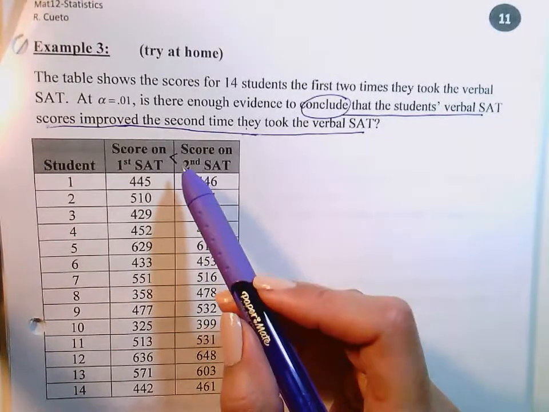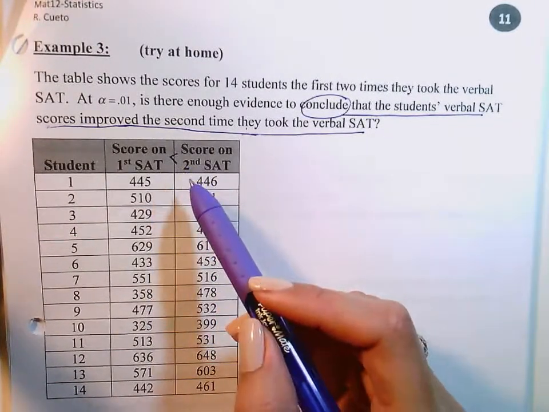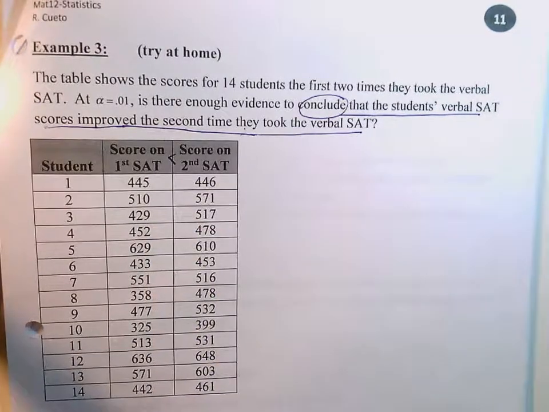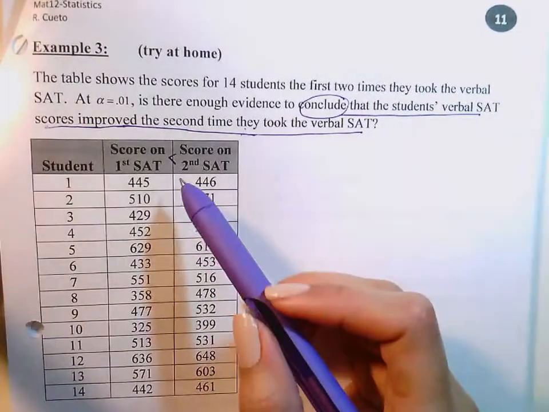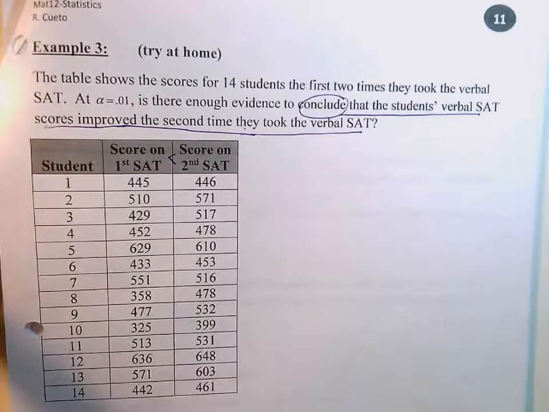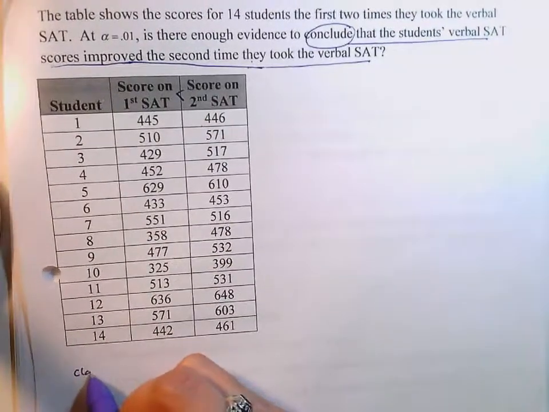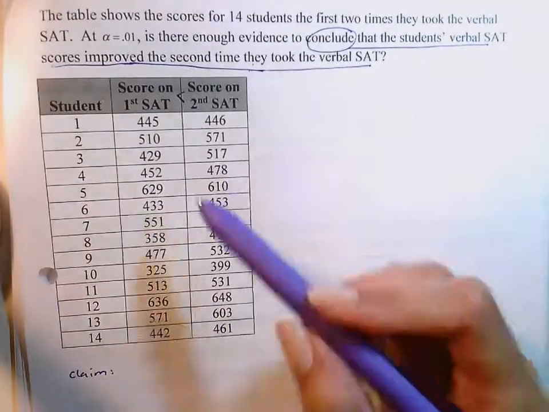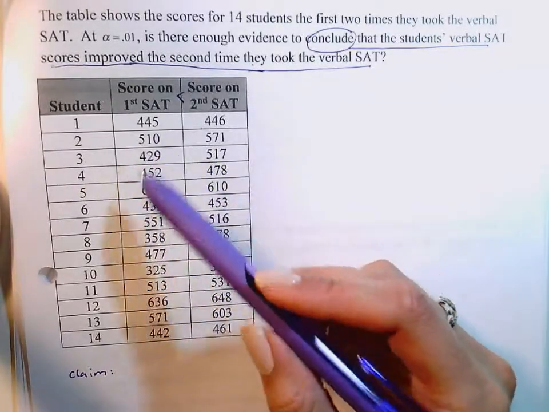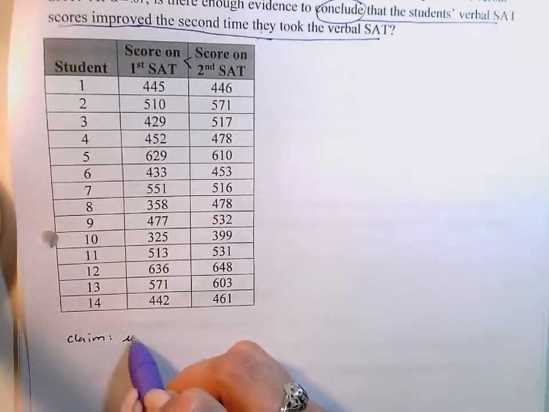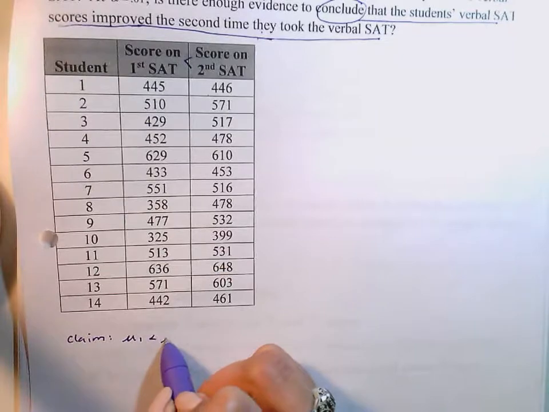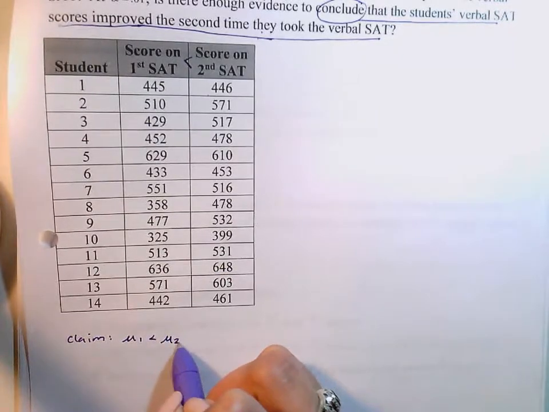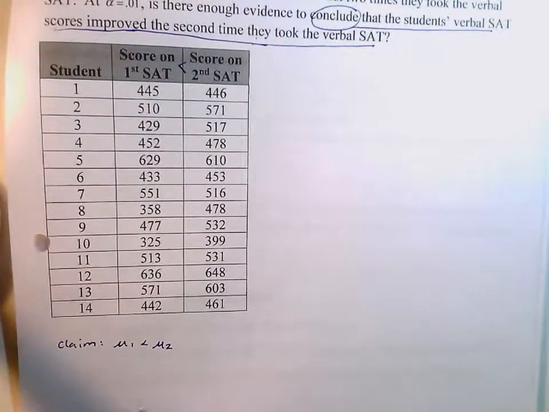So we're going to use this later to write out the claim, the opposite, the null hypothesis, the alternative, and so on. So actually, let's go ahead and do it right now. So the claim is that the average they got the first time they took the SAT was smaller than the average score they got when they took it the second time. So mu1 is less than mu2.